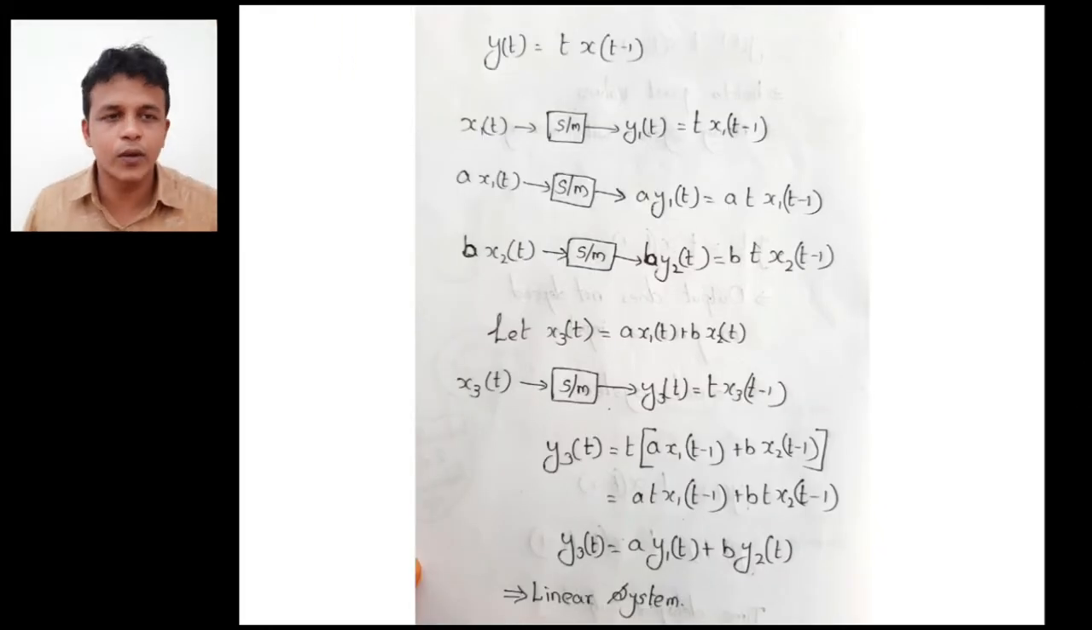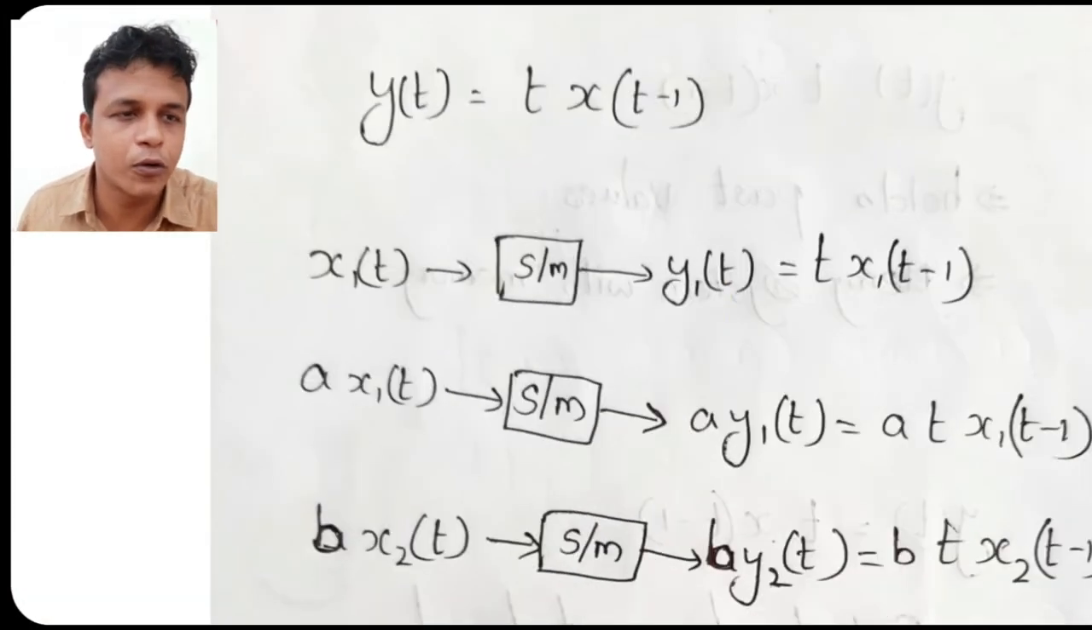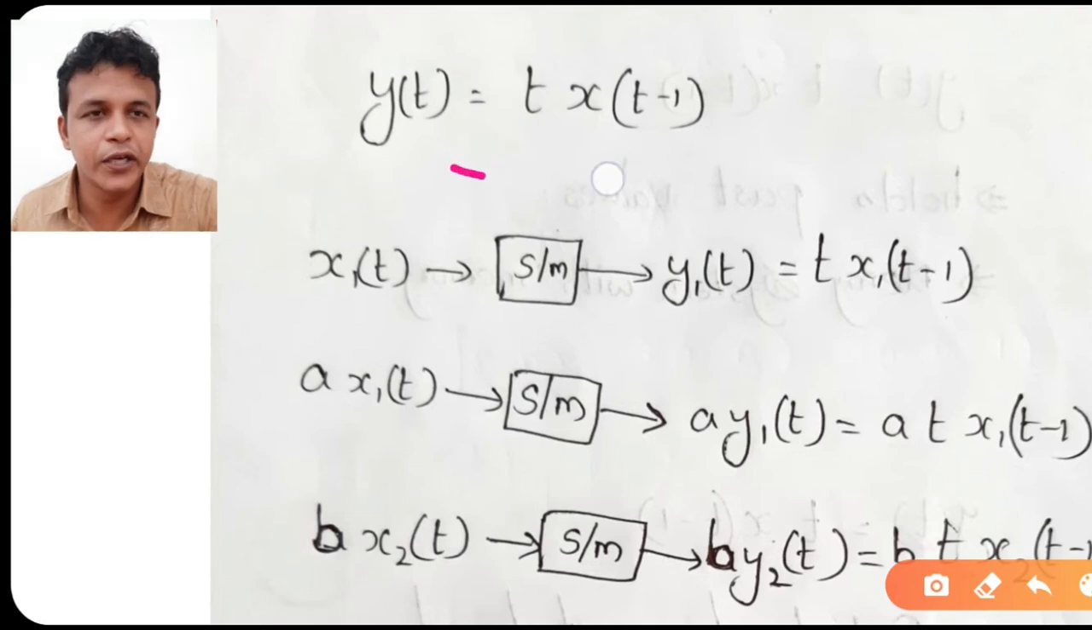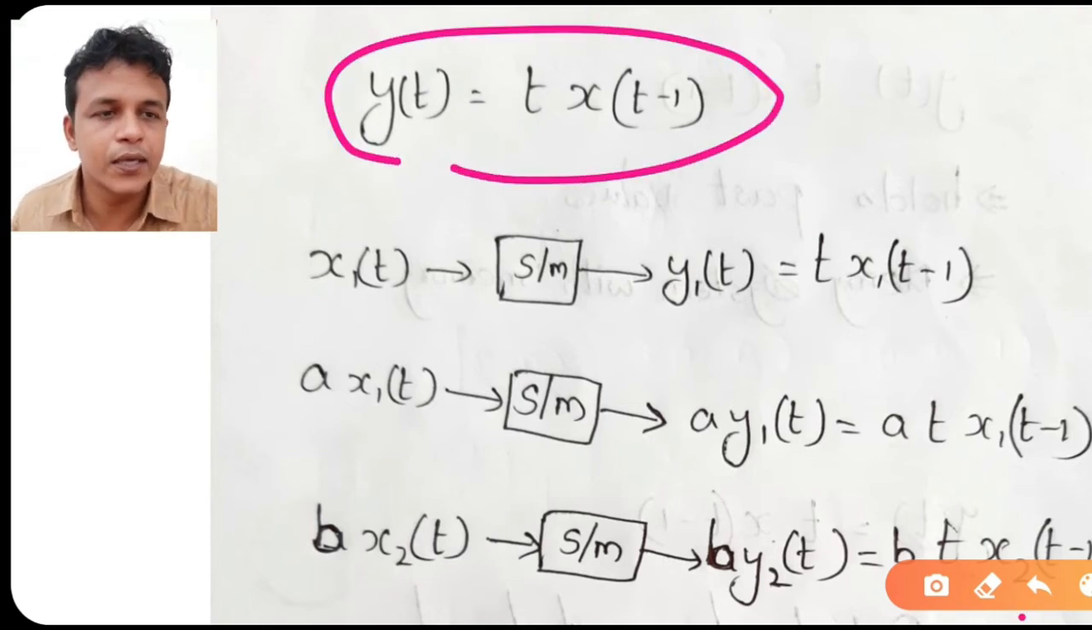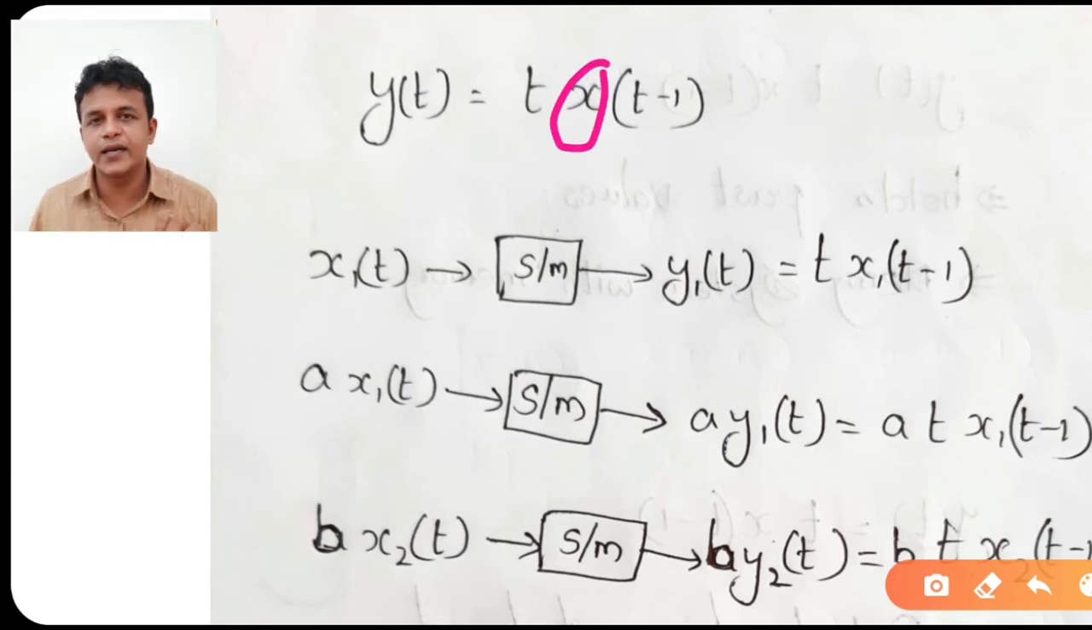Now, let us check whether the system is linear or not, the linearity of the system, that is what we are going to find now. y of t equal to t into x of t minus 1. To find linearity, we must ensure that the system is obeying the superposition principle, that is, it is obeying both homogeneity and additivity principles. That is what we are going to prove here now.